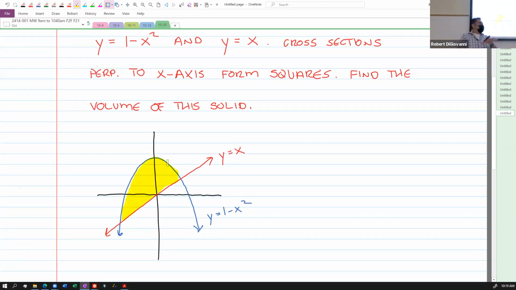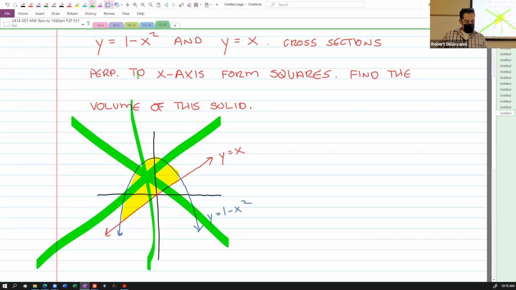So this is the bottom of this solid. And if we come in here from the top and we cut straight down, we could cut any way we want. We could cut it this way or that way or this way or that way. There's all these different ways we could cut it, right?